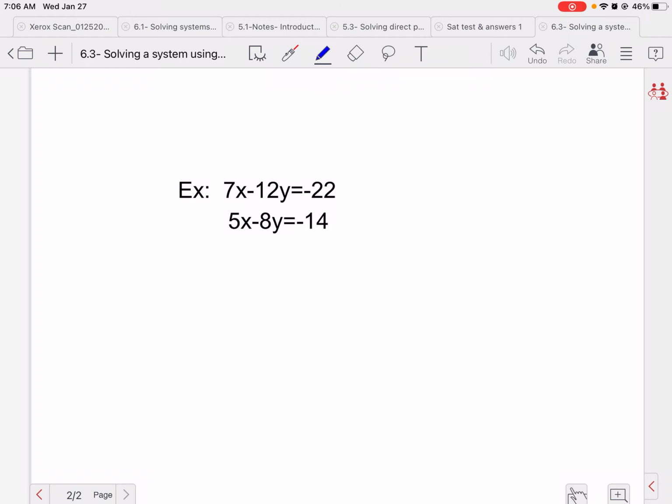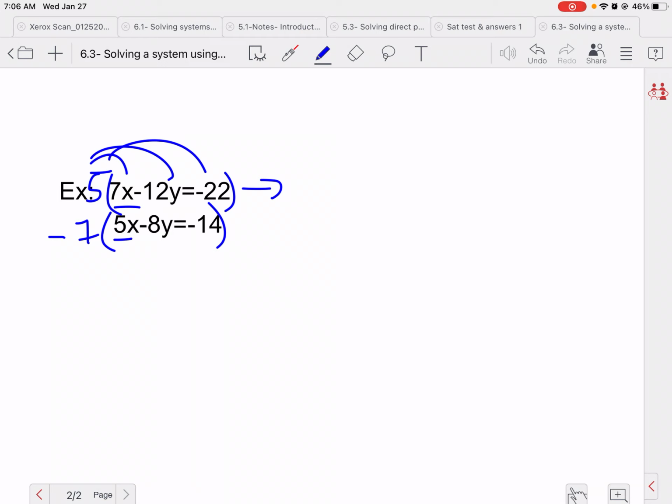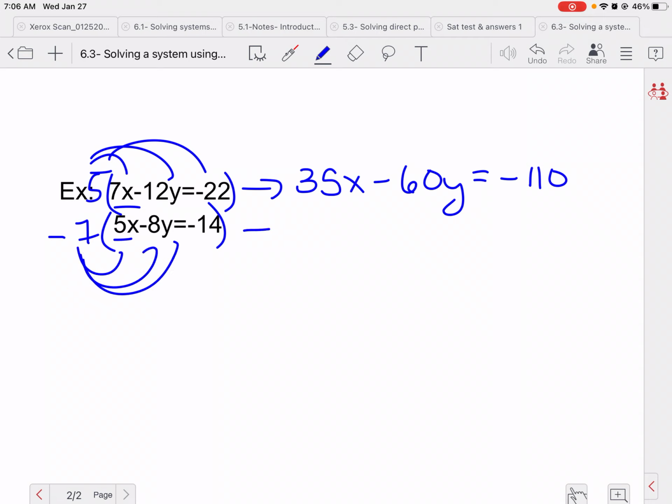Okay? So in order to cancel x, 7 and 5 both go into 35. So I'm going to multiply the top one by 5 and the bottom one by 7. And one of them has to be negative, so when I add them together, they cancel, they eliminate. So I'm going to make the bottom one negative. It doesn't really matter. And then we're going to distribute the 5 all the way through. So this will be 35x minus 60y equals 22 times 5, so it'd be -110. Okay? And then if I distribute my -7, that's going to be -35x plus 56y equals 7 times 14, which is 98. Okay? So go ahead and solve it from there and see what you get.